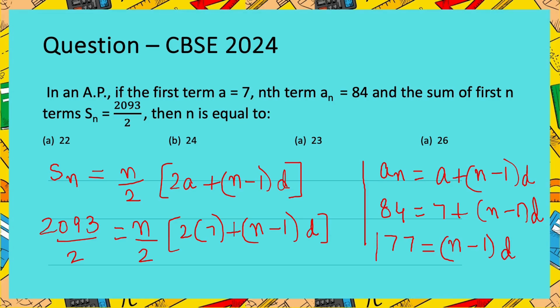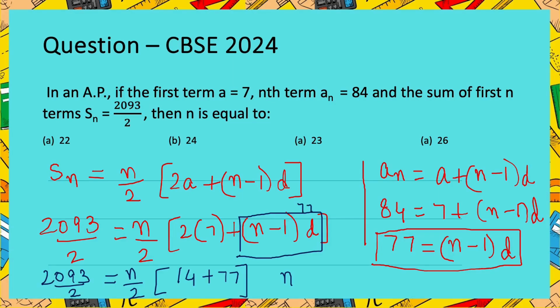This is something that I would keep just the way it is. Come back to the Sn equation here. I'm going to replace the n minus 1 into d with 77. So let's put this value as 77 and see what happens. 2093 by 2 is equal to n by 2 into 14 plus 77. And now it's very easy to simplify this expression. By simplifying this, we get n as 23. That is the value of n here.